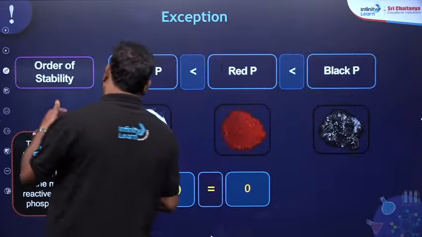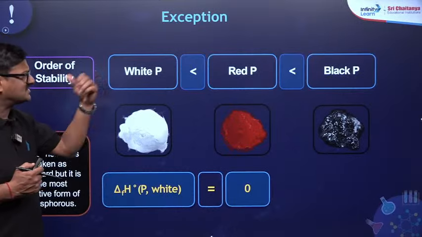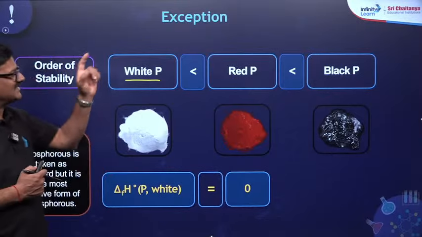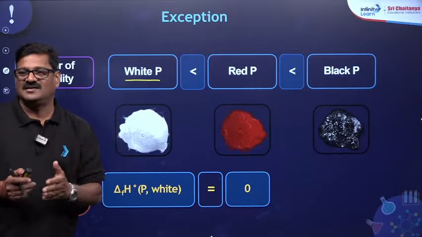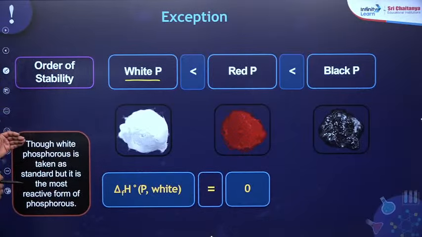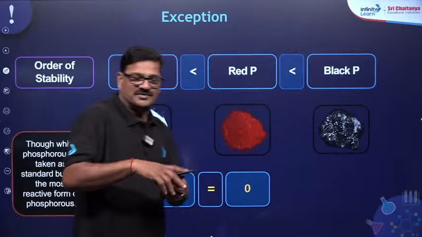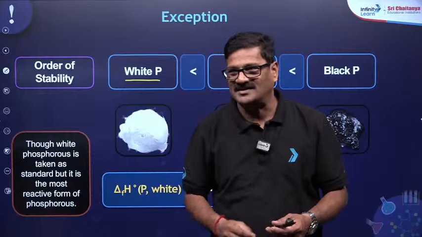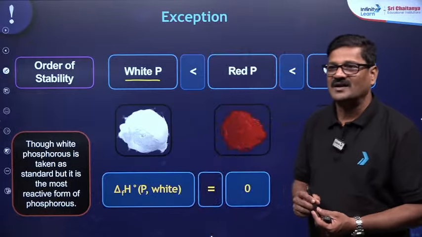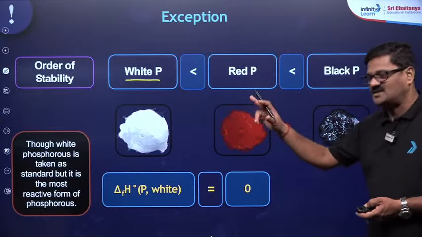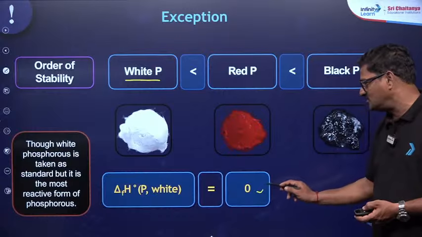So you have an order of stability. White phosphorus is the least stable, but thermodynamics takes this value as 0. It is an exception, because to keep calculations easy, white phosphorus was taken as 0. So though white phosphorus is taken as the standard, it is the most reactive form of phosphorus. You know, you take it out from this container, it is going to be simply ignited. It catches fire at room temperature. And red phosphorus will not be 0. So white phosphorus standard enthalpy of formation is taken as 0.